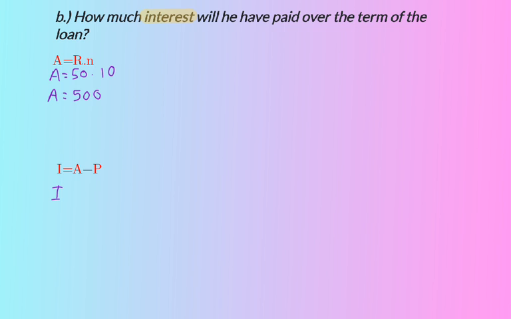So I equals 500 minus 467.276. Notice that this is 467.276 and not 487, the selling price, because that includes the extra $20. So I equals 32.724. Therefore, the interest is $32.72.